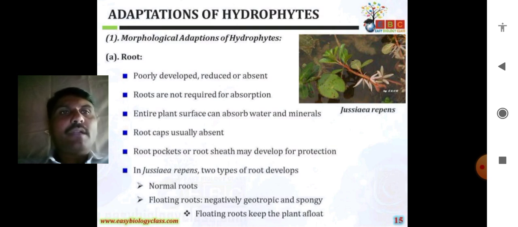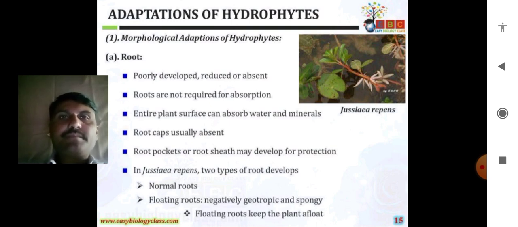Here, they don't play the role of absorption, but the entire plant body functions as a root, absorbing water as well as minerals. Root caps are absent in this case. Root pockets are developed in the form of protection. There are two types of roots developed in Jussiaea repens: normal roots and floating roots.